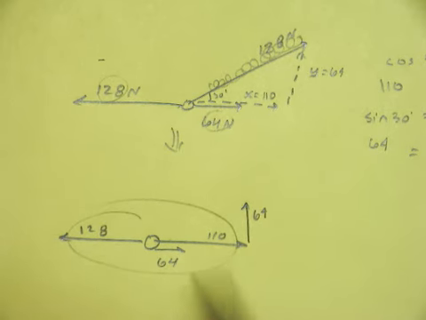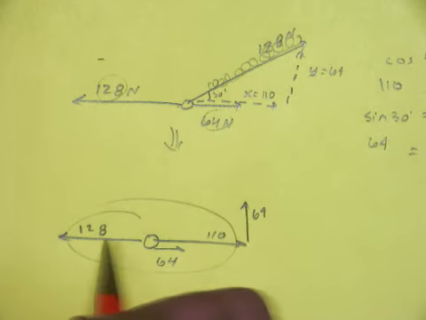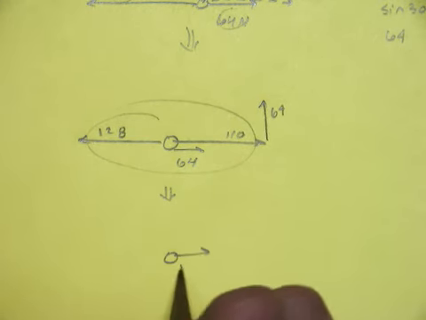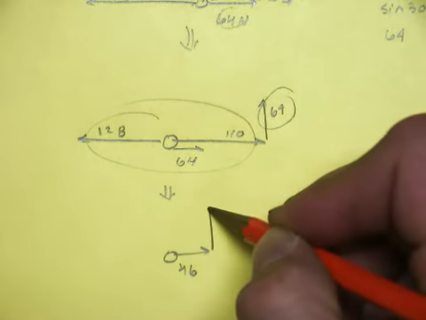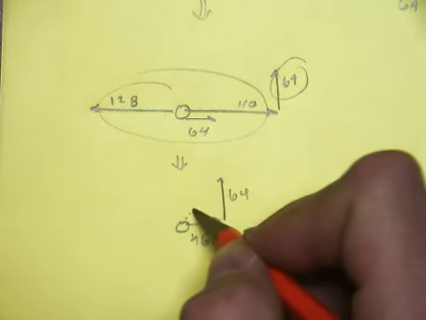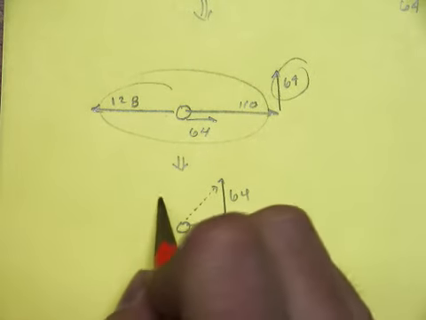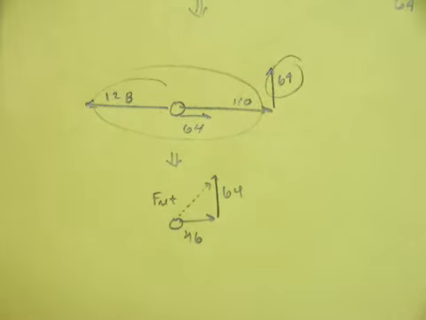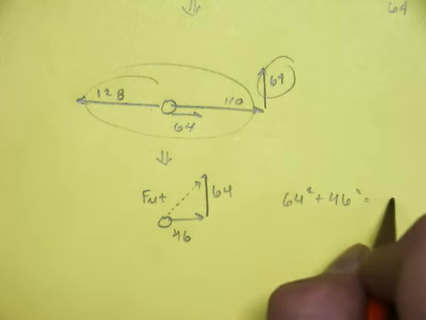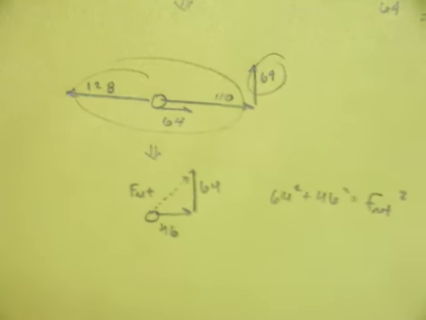So 110 and 64 is 174, and I'm going to subtract off 128. So I can combine these three forces pretty simply by making one force that pulls this way at 46. And then this is also pulling up at 64. So I can find my net force now. That's my net force. I could use the Pythagorean theorem. I can say 64 squared plus 46 squared is equal to the net force squared.